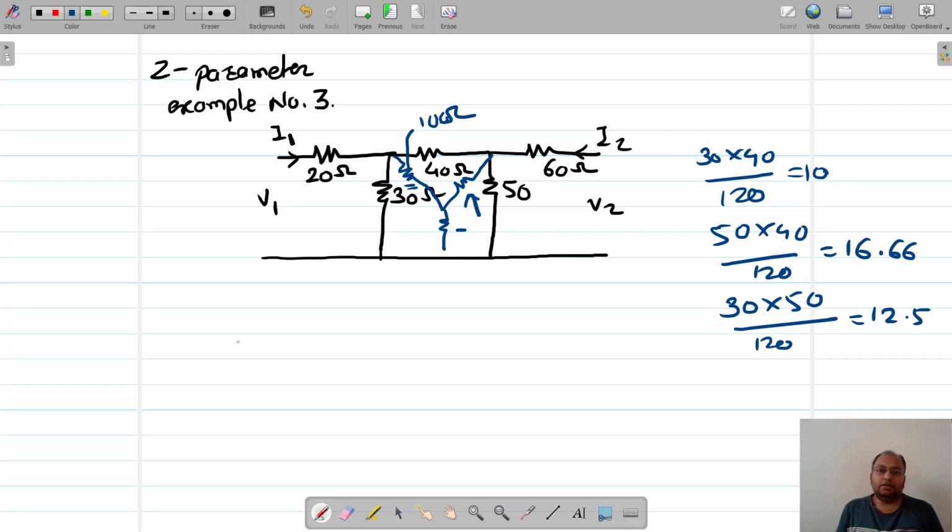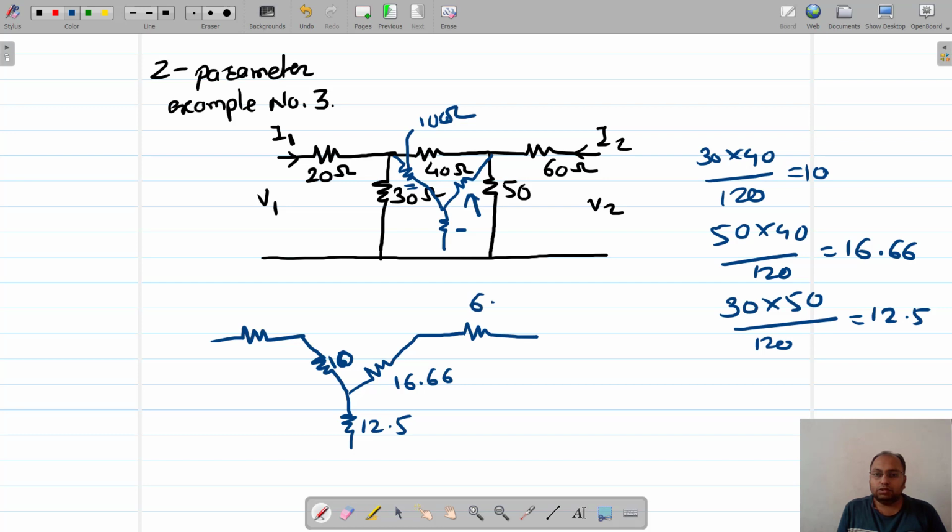Is that fine? Okay, so now this is nothing but a 20 ohm resistor. Let us say this is nothing but, sorry, it is 10 ohm. Then this is nothing but 16.66, right? And lastly that is nothing but 12.5. So this was 60 ohm, this was 20 ohm. Are you getting it? Okay, so let us modify this.